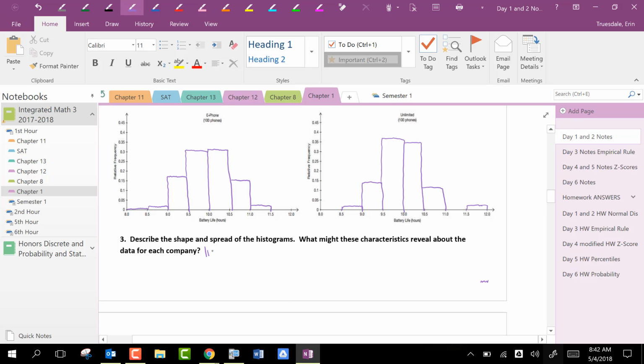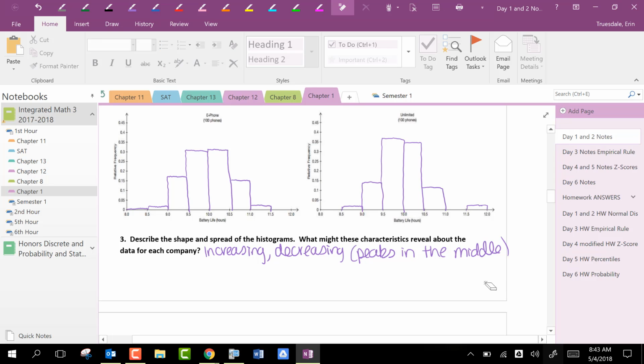Okay, so it's increasing and decreasing in general. You know, I mean, this one keeps going, then goes back up, but in general, yes. Okay. So can we say it peaks in the middle? Good.